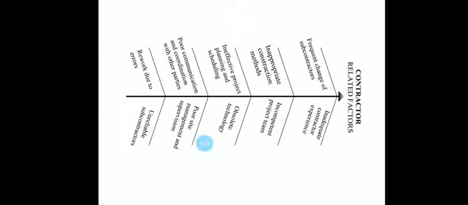Another thing to concentrate on is contractors. This will be just like a fishbone diagram. Unreliable subcontractors will also be a factor, and you can see this will lead to rework due to errors, poor communication and coordination with other parties.